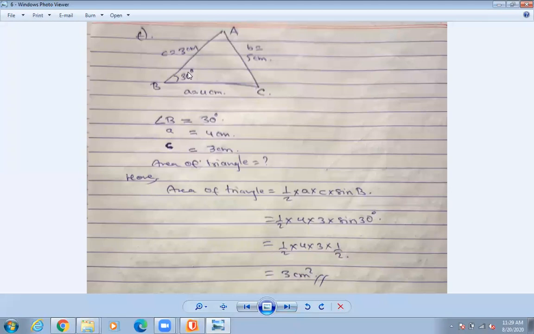Look here. This is the angle B. Let us write angle B is 30 degree. Opposite of capital C is called small c. Opposite of capital A is called small a. If you are not understanding, please repeat this video again. I will send you later on.